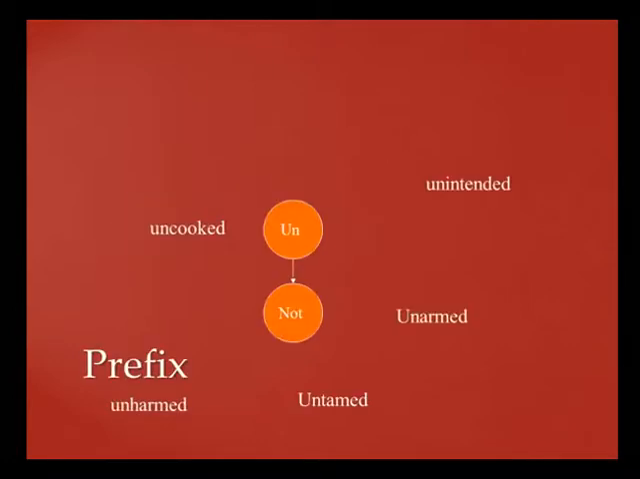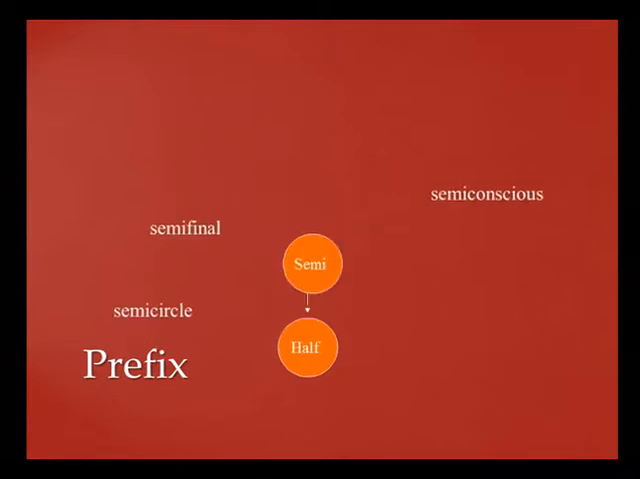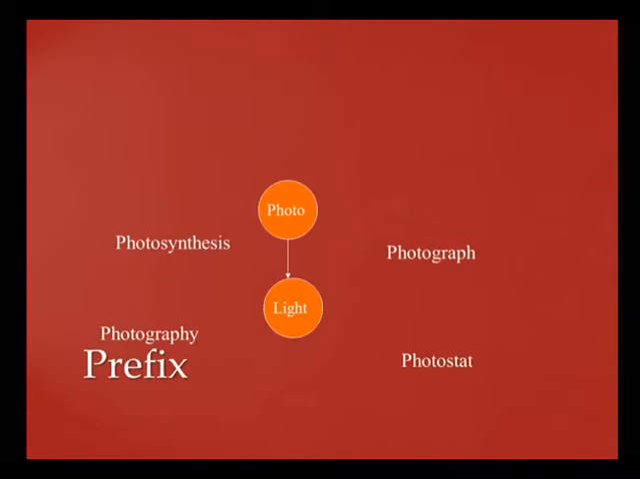Now, that was a little bit about prefixes that we have learned. We talked about several prefixes like un, which was a negative prefix. We talked about a prefix like tele, which was for distance. This was not a negative prefix. We talked about semi. Semi was for half. We referred to words like semicircle, semi-final, and semi-conscious. We did a prefix like re, which was for back or again. Retract, report, regain were some of the words. We did a prefix like photo, which was for light.